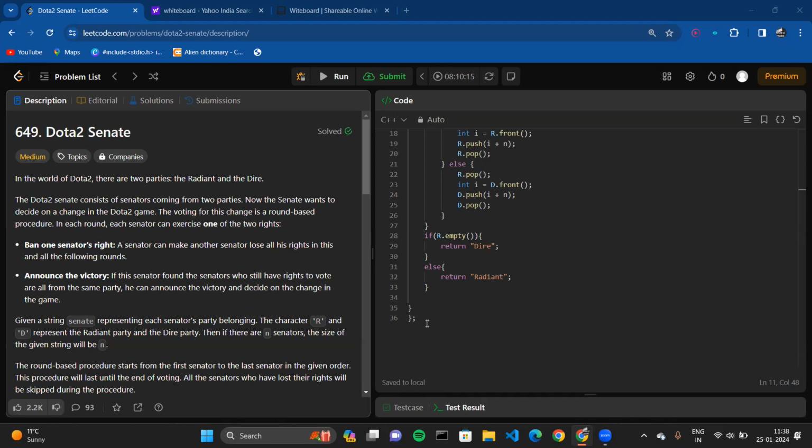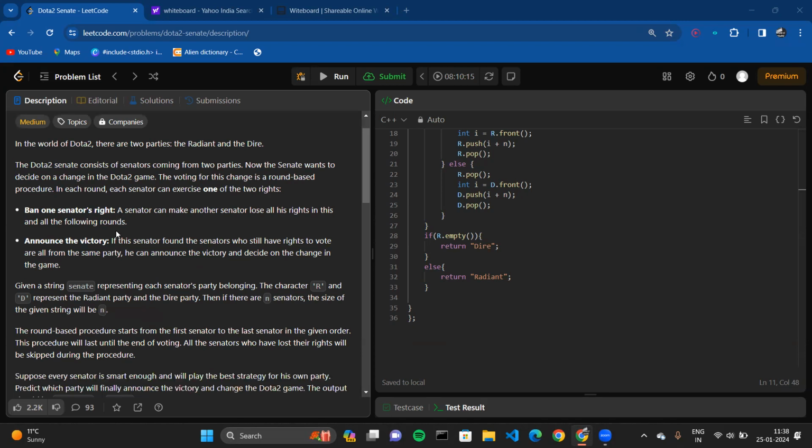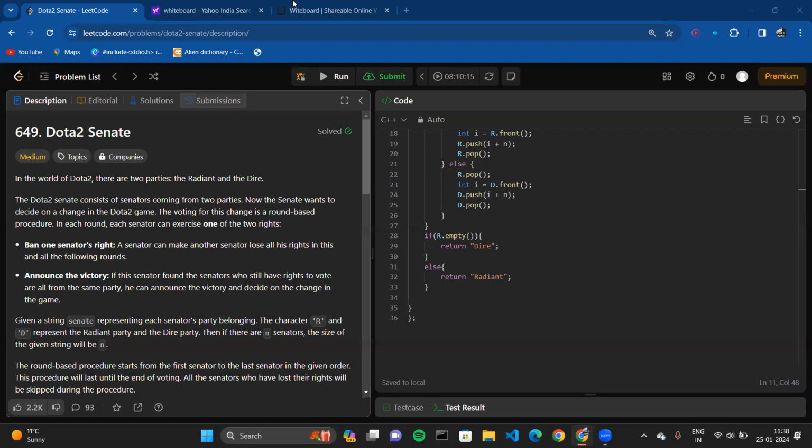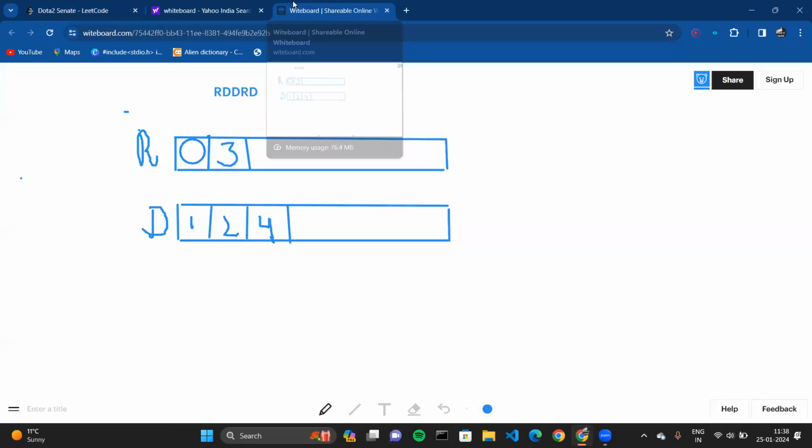So let's get started. Guys, today our question is Dota to Senate. It is a problem with a very big description, so let us understand using a demonstration only. In this question, we are given a string which consists of two types of characters, R and D, where R represents a party known as Radiant and D represents a party known as Dire. There are some rules, and we need to identify which party will win the election.